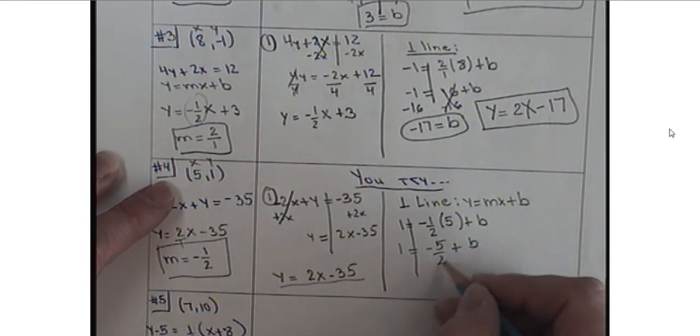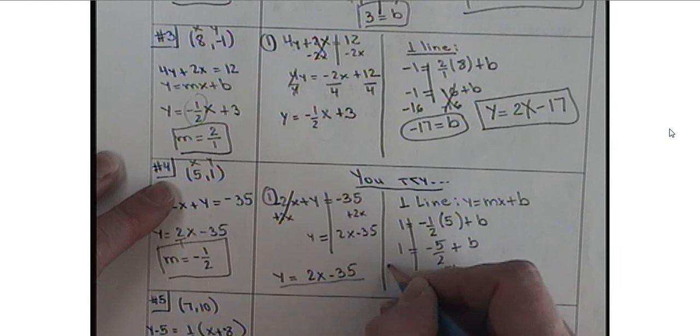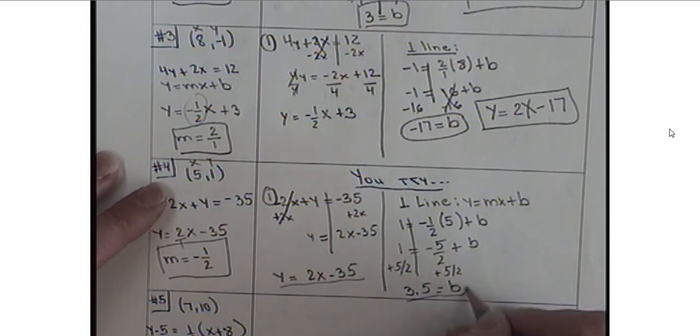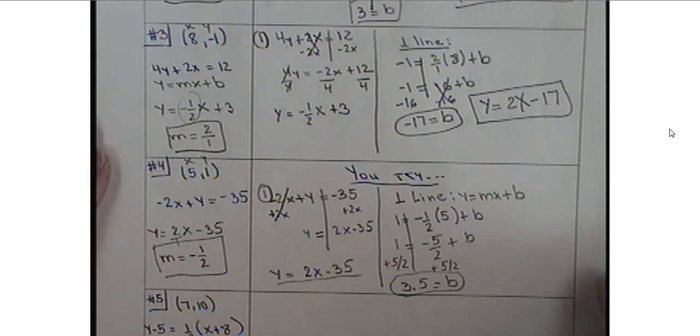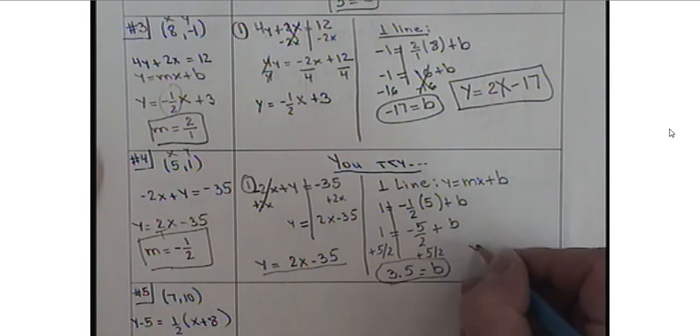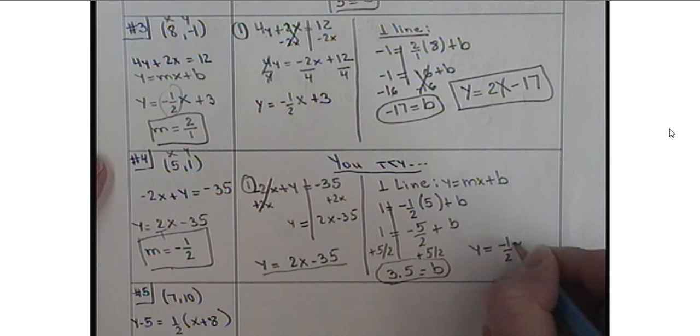So we have 1 equals to negative 5 over 2 plus b. And you just have to add 5 over 2 to each side. And by the way, 5 over 2 is 2.5. So if you're using calculator, you will get that this will be 3.5 for b. And b definitely could be a decimal number. I mentioned that before, so don't be afraid to write down decimal numbers for y-intercept. It is important the slope to stay in fraction form. So the equation will be y equals negative 1/2 x plus 3.5. And that's it.